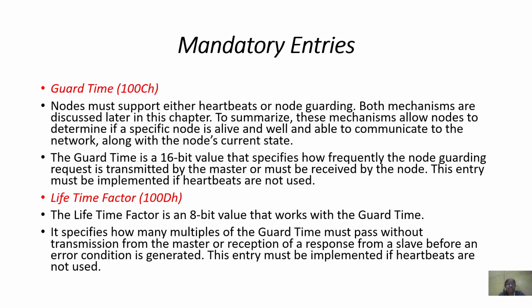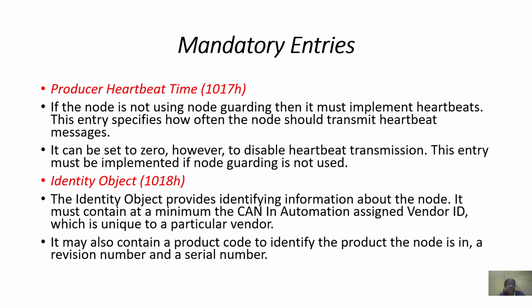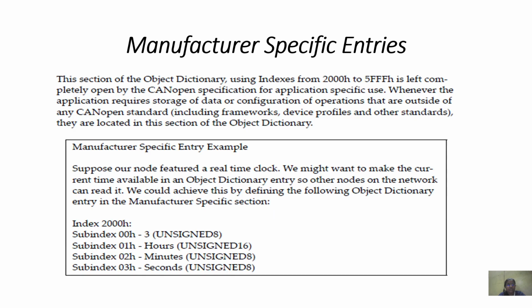Guard time: the nodes must support either heartbeats or node guarding, both mechanisms being mainly for network management. Lifetime factor is an 8-bit value that works with the guard time. Producer heartbeat time: it must implement the heartbeats, so whether a node is live, enabled or disabled, you are able to see. The identity object provides identifying information about the node.